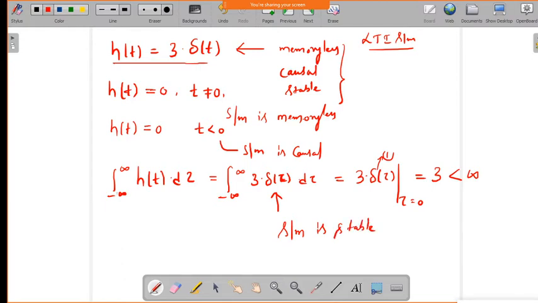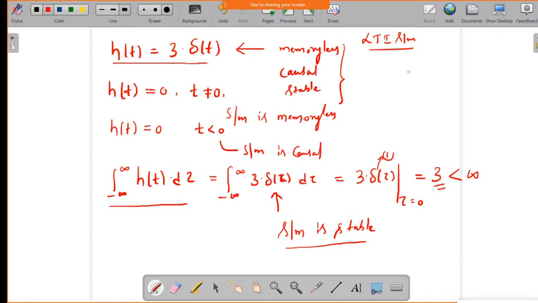Okay. So, now we have discussed this. Whenever the input and output are stable, that is bounded input, bounded output, then we can say that the system is stable. Now we have found out this system's value, whether it is bounded or not. It has a bounded value, so the system is stable. So, this LTI system is memoryless, causal, and stable.